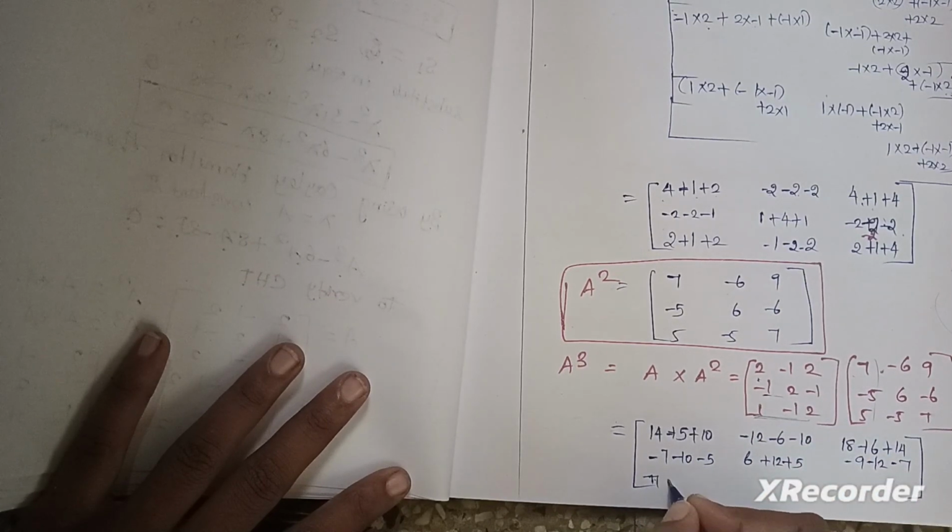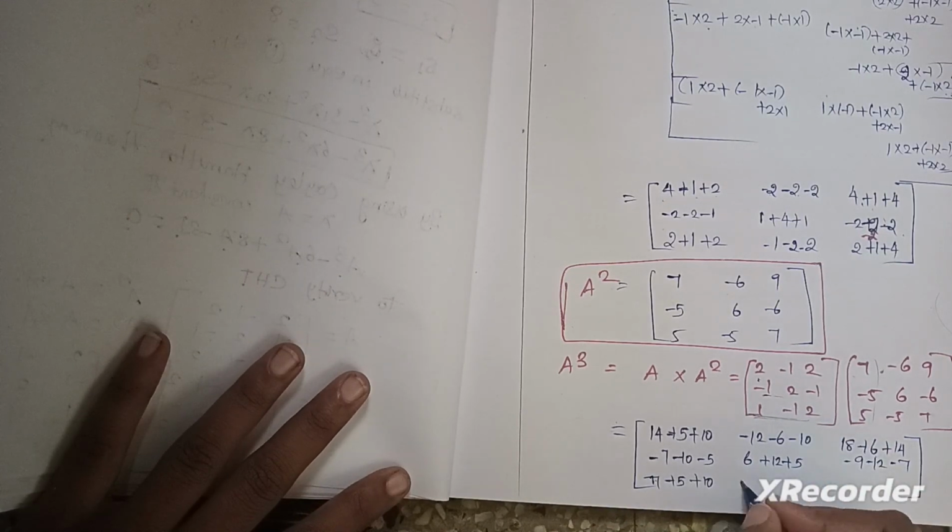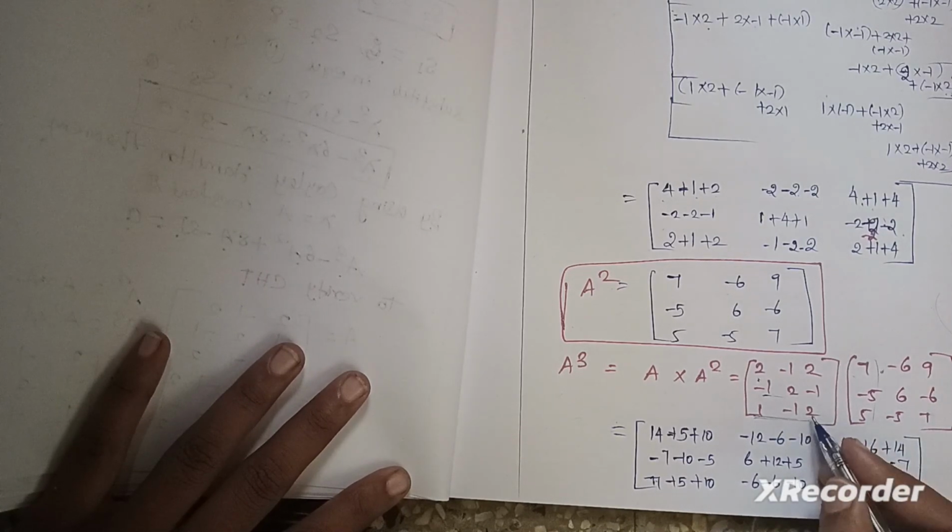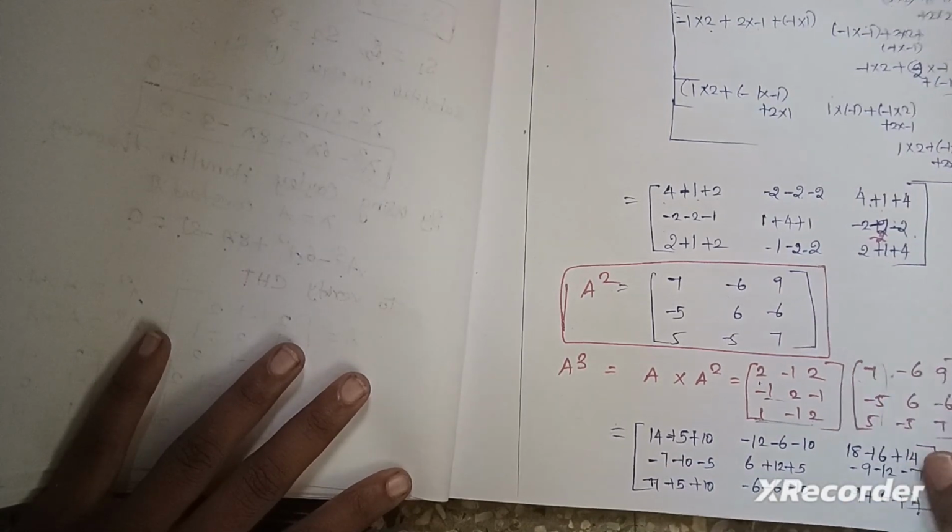1 into 7, plus 5 plus 10, 5 into 2 is 10. Next minus 6 minus 6 minus 10. Next 9 plus 9, 6, 1 into minus 6. Next 2 into 7 is 14. So we get the answer.